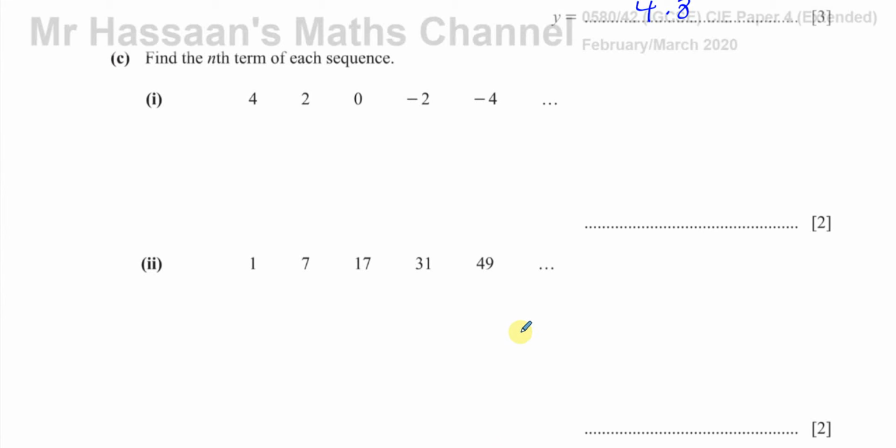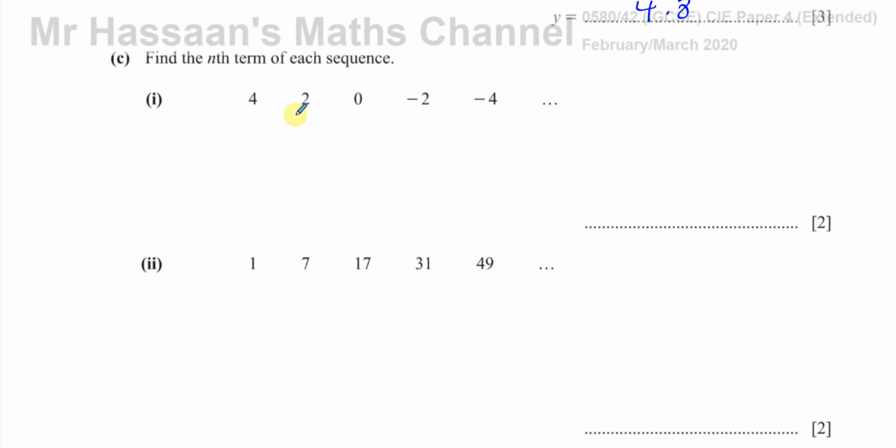I'm now answering question number 7, part C, from the 0580 syllabus of the International GCSE IGCSE Cambridge, paper 4, variant 2 from February-March 2020. Parts A and B have been answered on separate videos because A and B are about different topics than this, so I want to save this according to topic as well as paper.